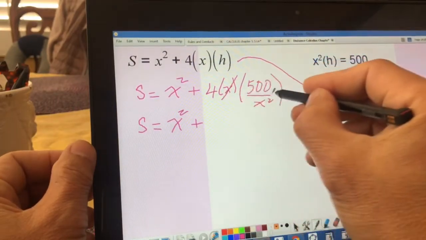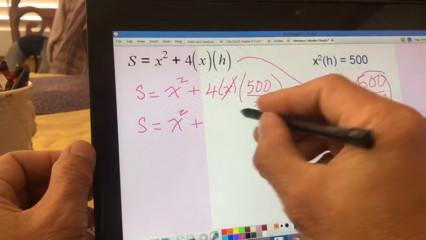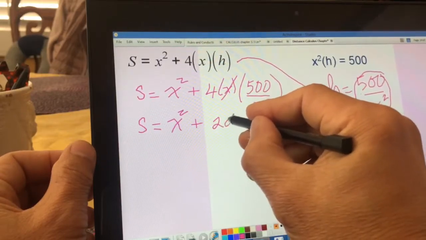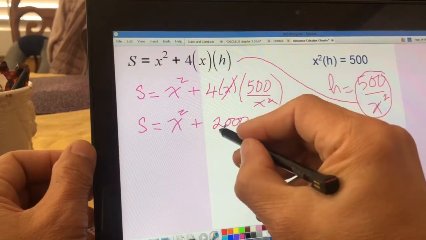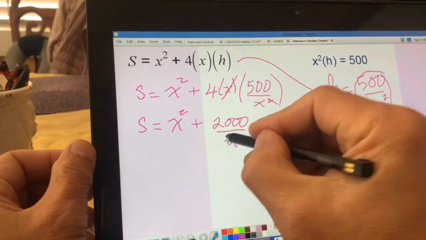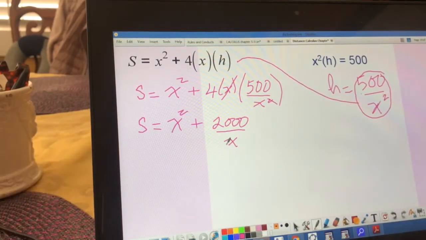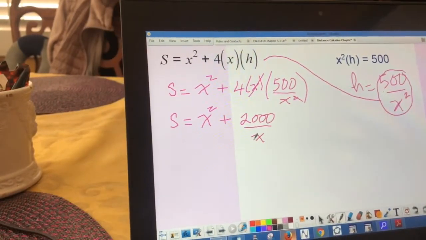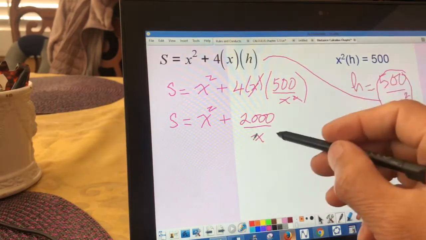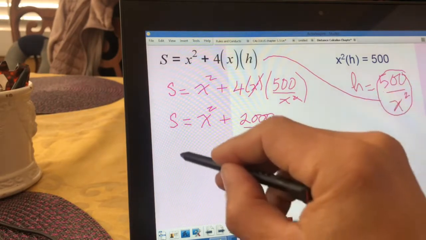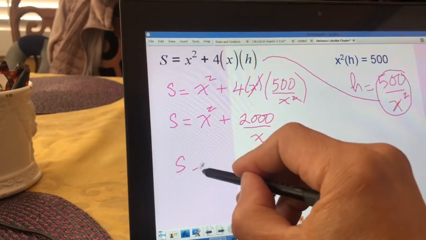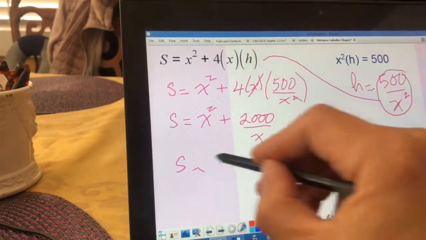Now your x is canceled with this one x over here. So now you've got 2,000, because 4 times the 500, then you've got 1x here. Okay, so now the next part is to make this into a derivative problem. As you remember, I'm going to have to convert this into a -1 exponent. So it will look like this. It will make it a lot easier to get your derivative.